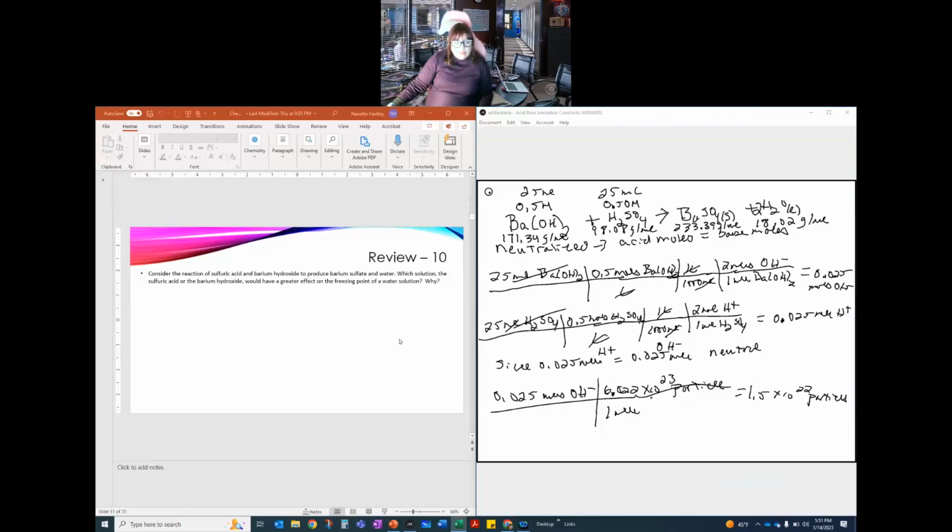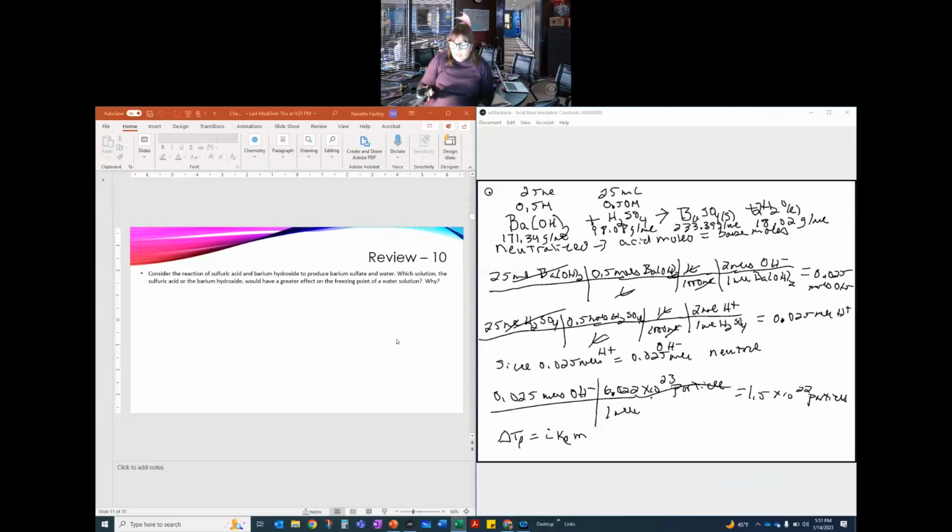All right, which solution, the sulfuric acid or the barium hydroxide, would have a greater effect on the freezing point of the water solution, and why? Okay, let's talk about freezing point. We want to remember about freezing point depression. We talked about freezing point depression in 110. We know that freezing point depression is described by this relationship. Delta TF is equal to i KF little m, which is molality. Okay, different than molarity, molality. I know that because that's on my exam handouts, so I remember that equation.